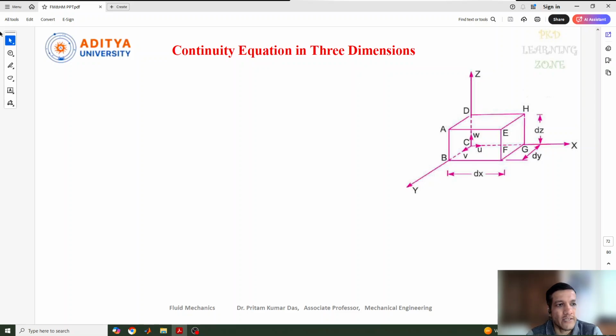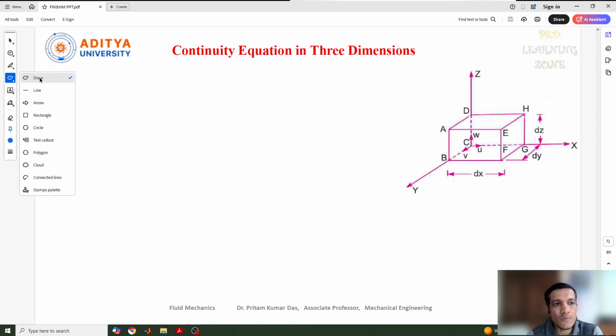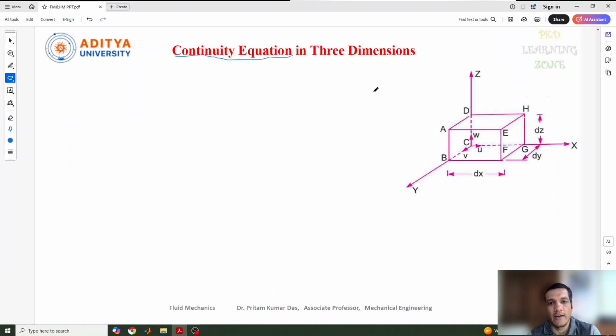In our previous lectures, we have already discussed the concept of the continuity equation for one-dimensional flow. And now we'll see this equation in three dimensions, for three-dimensional flow.